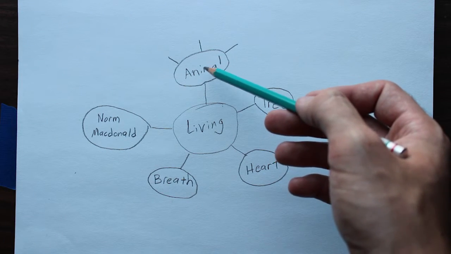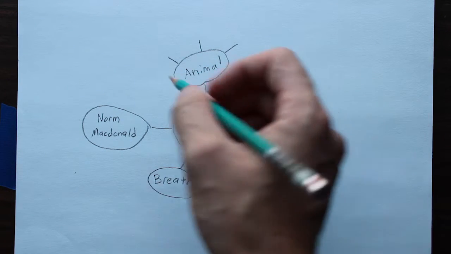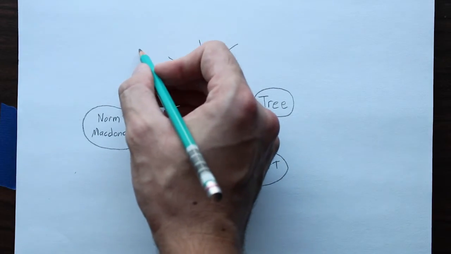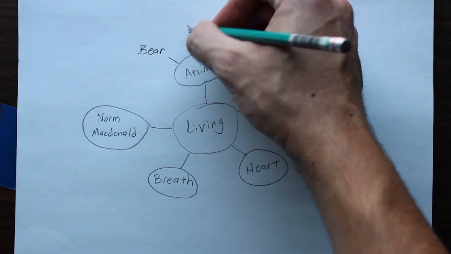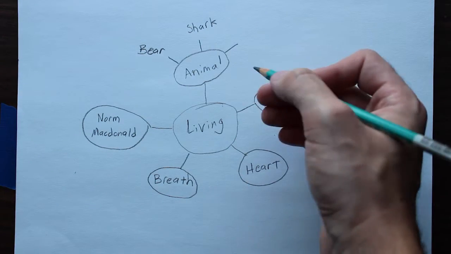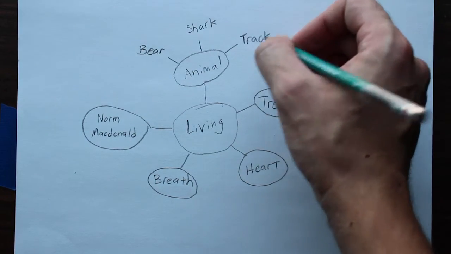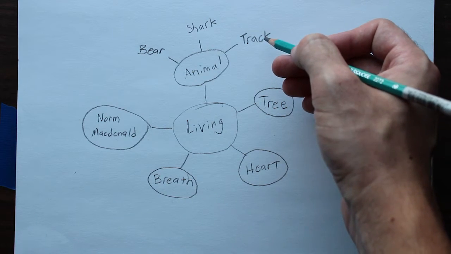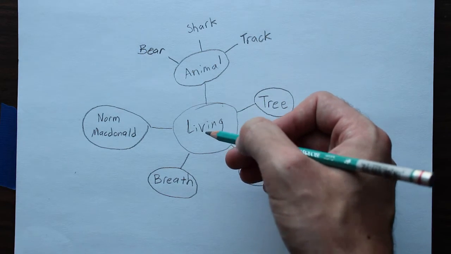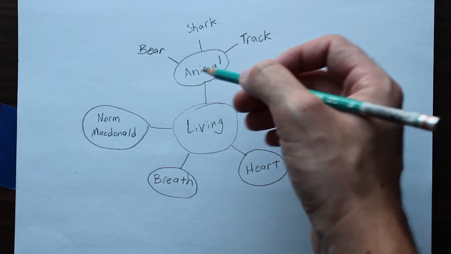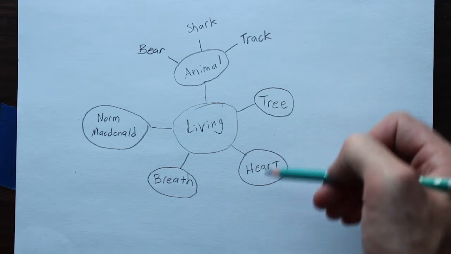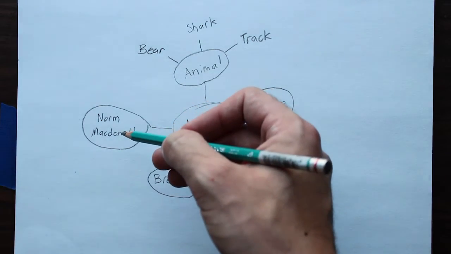So for example, an animal, I could think of a type of animal specifically. So there's a bear. Another type of animal I think of is shark. But something else that's related to animals are animal tracks. Now these aren't specifically linked directly to a living thing. However, they are directly related to animals. So we're going to repeat this process for each of our remaining subtopics.